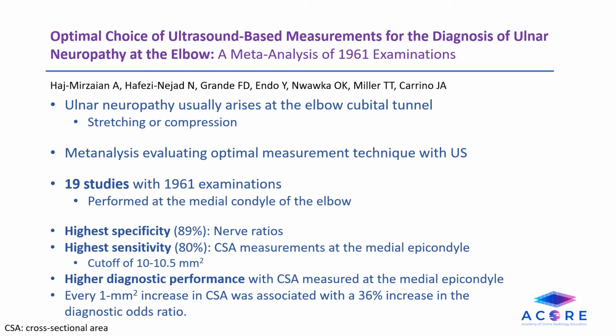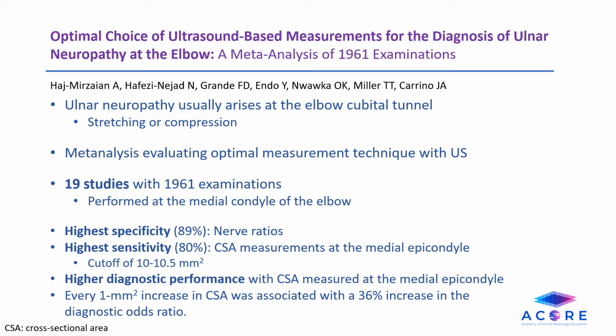So what they found looking at all of these articles was that the highest specificity was using nerve ratios at the level of the cubital tunnel and below or above with an 89% specificity. The highest sensitivity at 80% was cross-sectional area measurements at the medial epicondyle with a cutoff of 10 to 10.5 millimeters squared using those two dimensions of measurements.